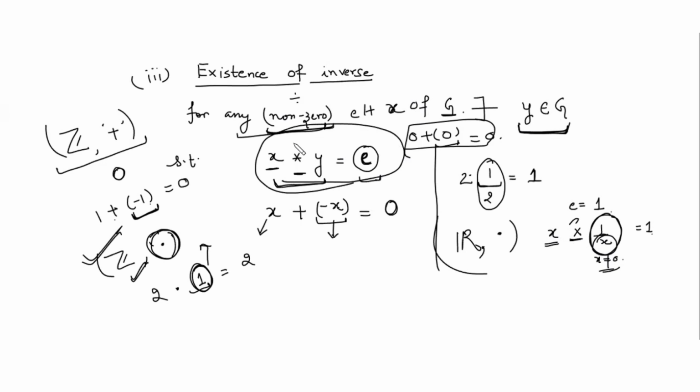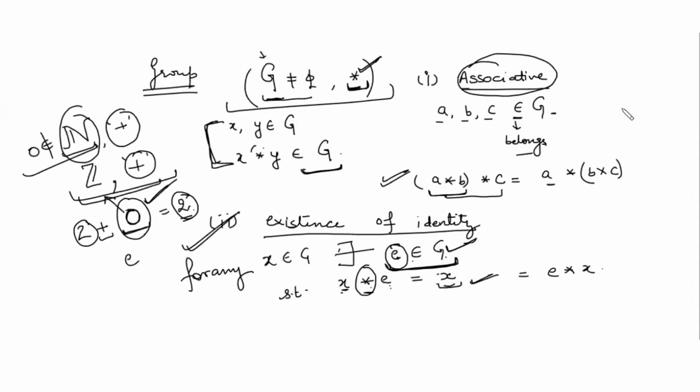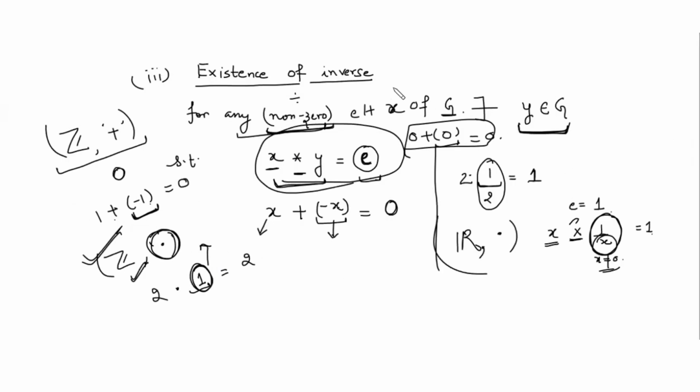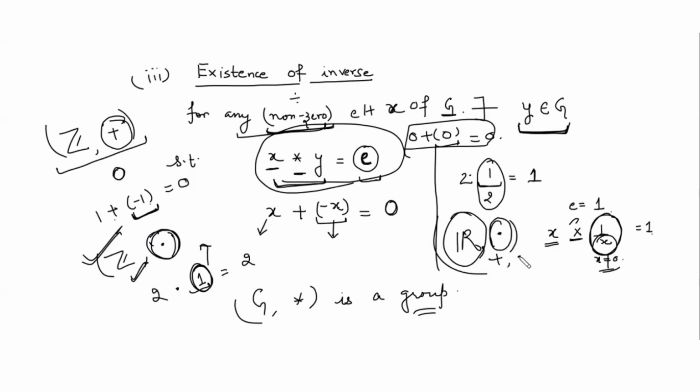So any set with respect to the operation satisfying these three properties. What are the three properties? Associativity, identity existence, and inverse existence. If any set satisfies all these three with respect to the operation star, then that will become a group, right? So the set of integers with respect to the operation addition is a group. The set of real numbers is a group with respect to the operation addition as well as multiplication, right? So these are groups. But the set of natural numbers, and the set of integers with respect to multiplication, they are not groups.